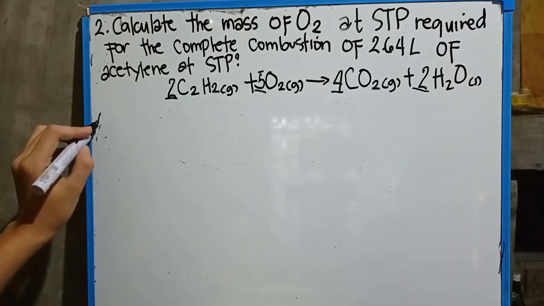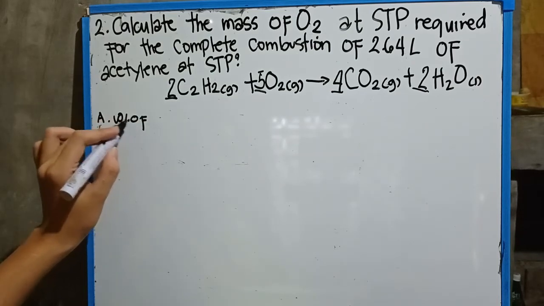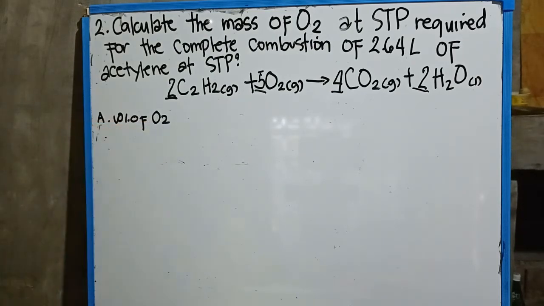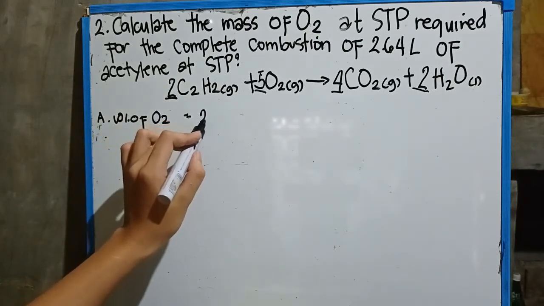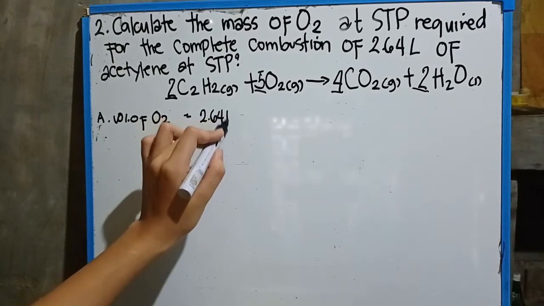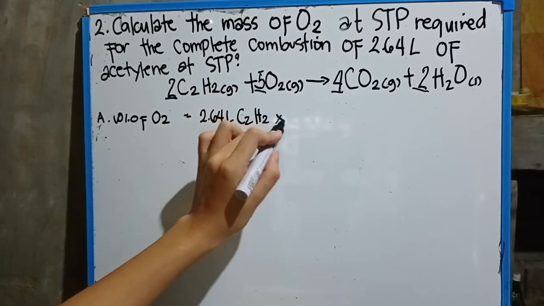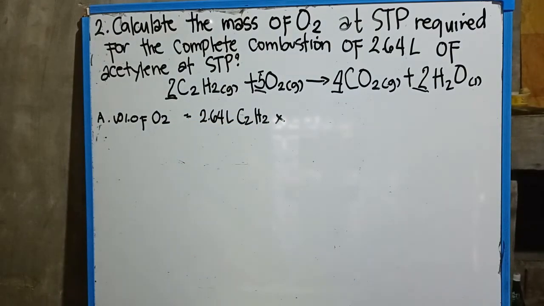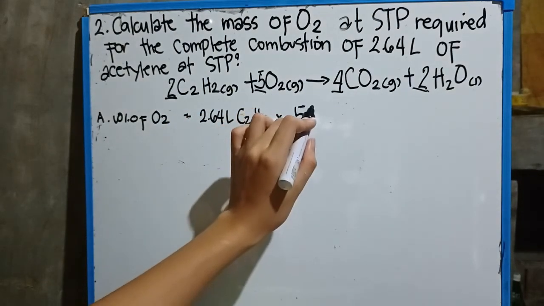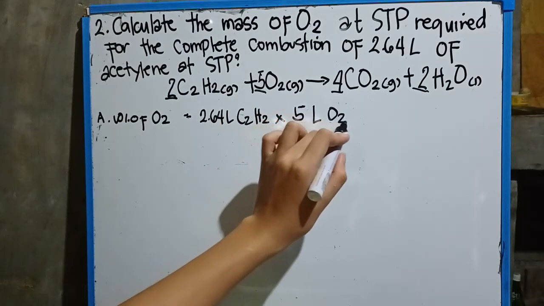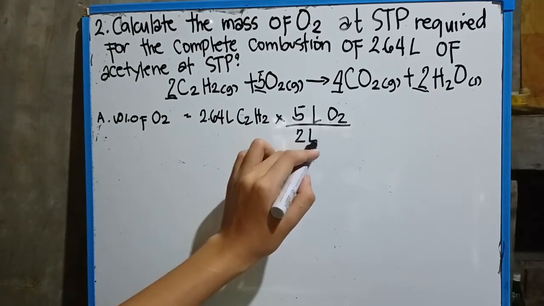So step 1, volume of oxygen gas equals 2.64 liter of C2H2, multiply. So kailangan natin ang volume of oxygen. Right here, the 5 liter of oxygen gas over 2 liter of C2H2.